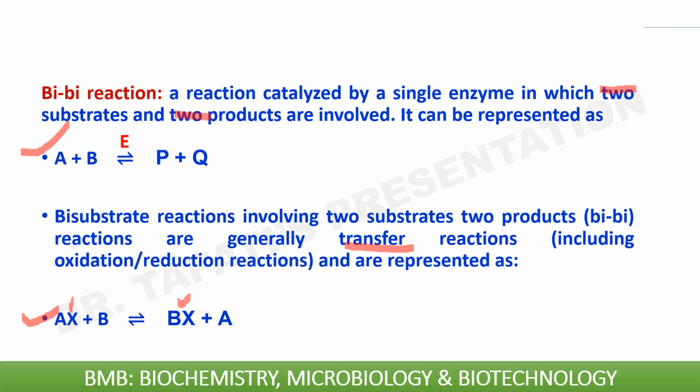In the first case, A and B are two substrates and P and Q are two products, whereas in the second case, AX is a substrate and B is another substrate, and BX is a product and A is also a product, where a single enzyme E is involved.